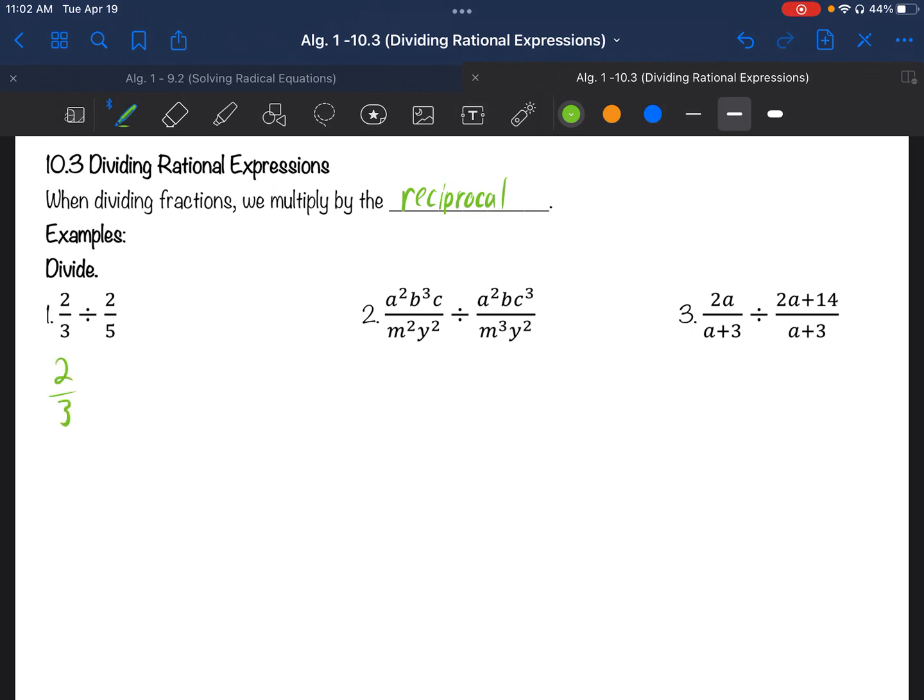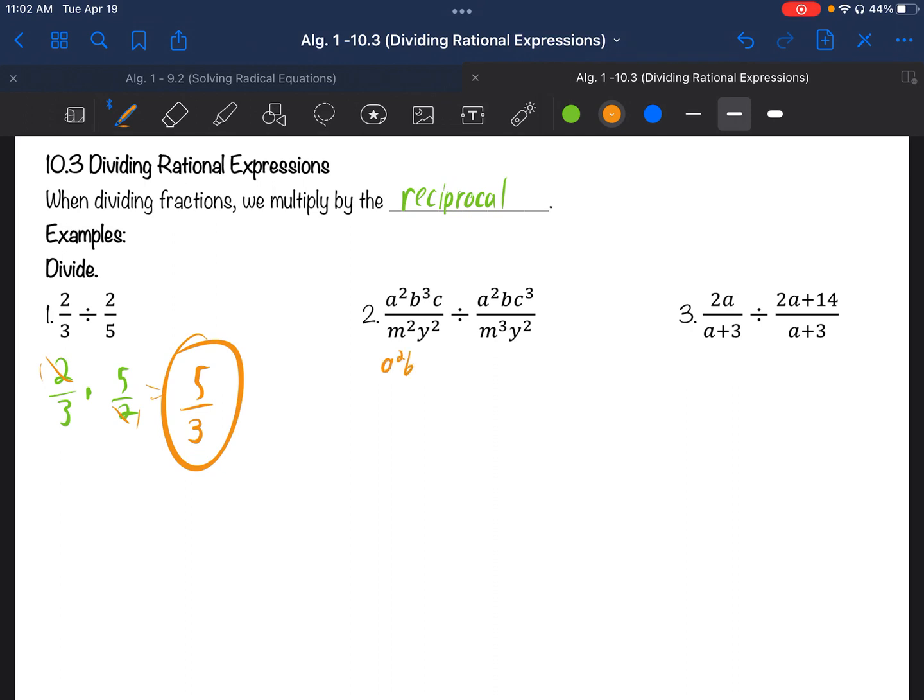So we start off, 2 over 3 stays the same, divide turns to multiplication, and the second fraction gets reciprocated and becomes 5 over 2. Once again, we look to cross-multiply, or cross-simplify, I should say, not multiply. Cross-simplify, the 2 and the 2 become 1 and 1, and we're left with 5 over 3 as an answer. We'll carry this same exact process into the more complicated problems with rational expressions.